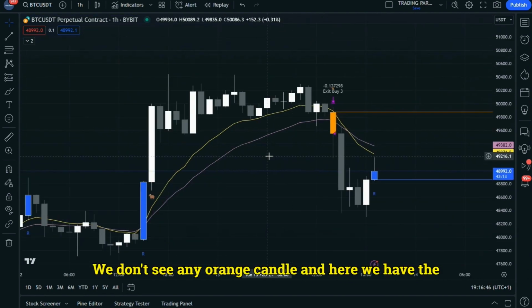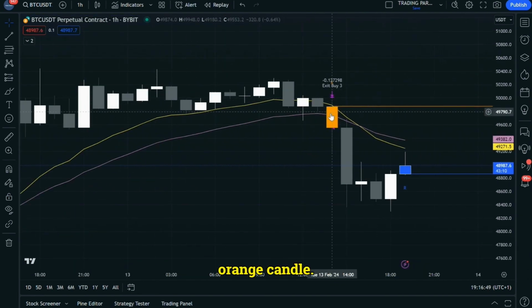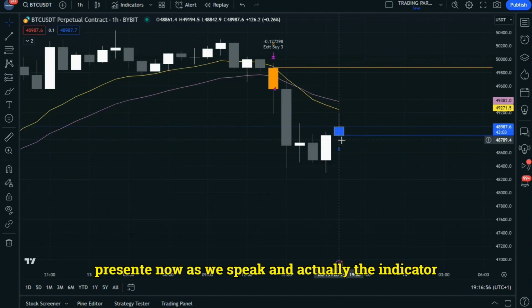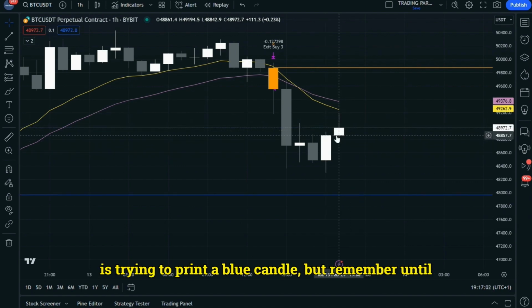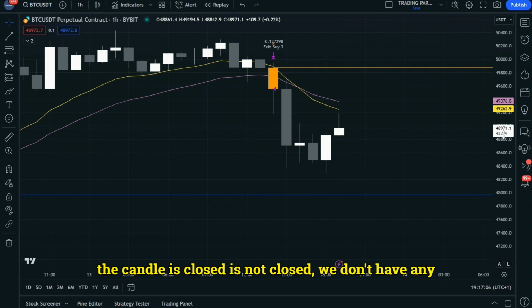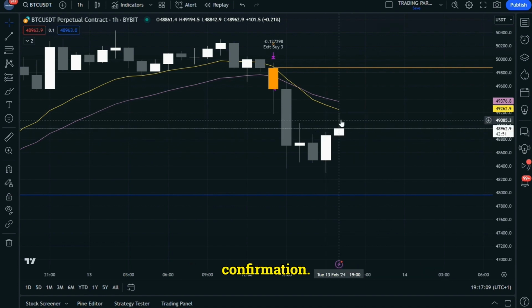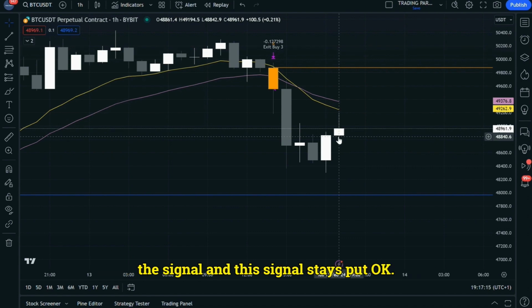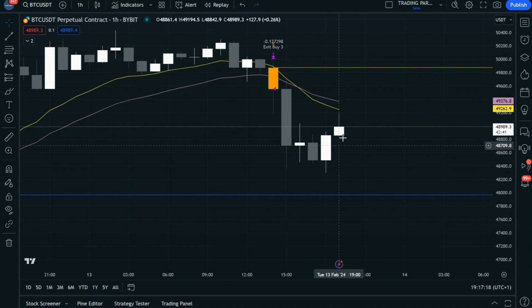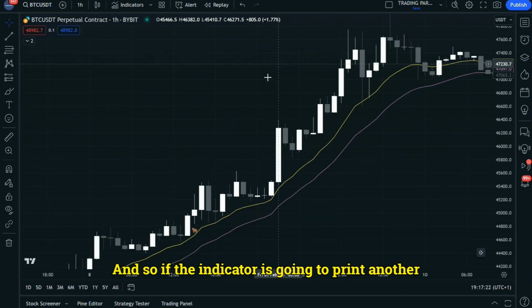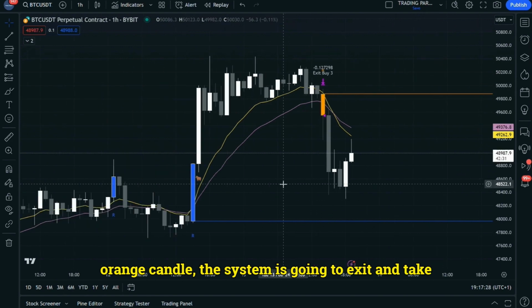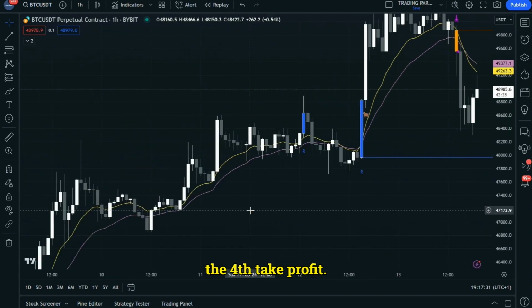We don't see any orange candle, and here we have the orange candle. We have also a fourth take profit, but we are present now as we speak, and actually the indicator is trying to print a blue candle, but remember, until the candle is closed, we don't have any confirmation. So only when the candle closes, the indicator prints a signal, and this signal stays put. Okay, and so if the indicator is going to print another orange candle, the system is going to exit and take the fourth take profit.